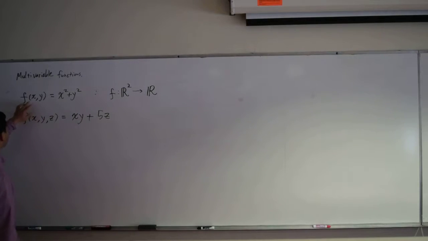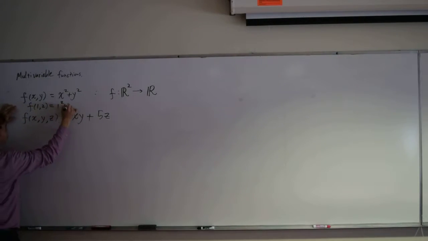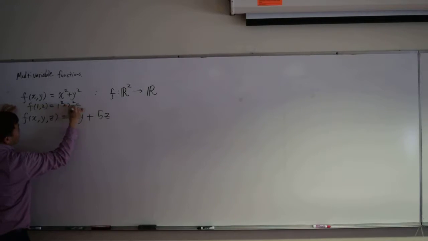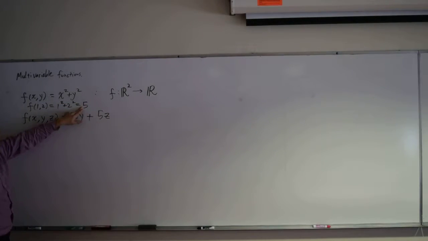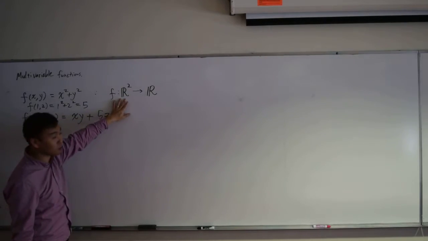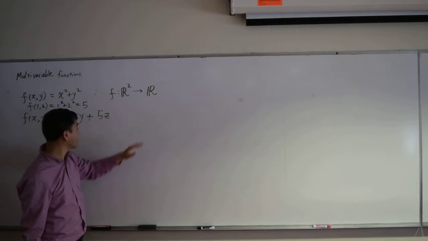So for example, what's f of 1, 2? There's 1 squared plus 2 squared, which is 5. So 5 is a single number, right? I fed in two real numbers, 1 and 2, and it gave me back a single number, 5. So I feed in 2, I get back 1.